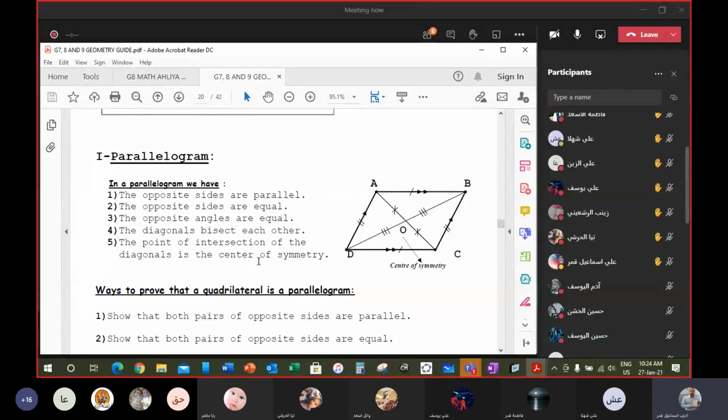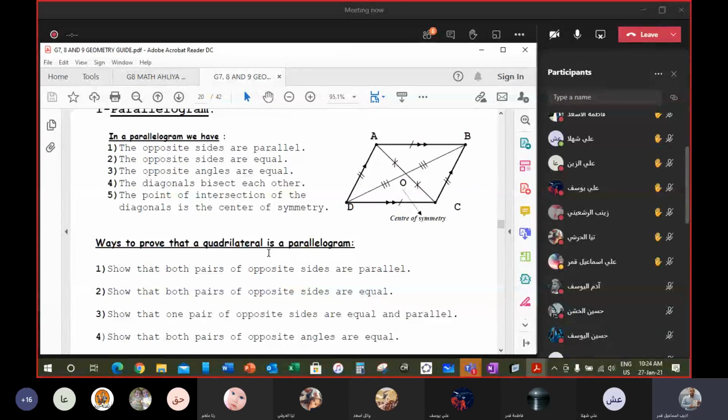How do we prove a quadrilateral is a parallelogram? Either we say both pairs of opposite sides are parallel, meaning AD is parallel to BC and AB is parallel to DC. Or we show both pairs of opposite sides are equal, meaning AB equals DC and AD equals BC. Or we say one pair of opposite sides are parallel and equal: AB is parallel to DC and AB is equal to DC. Or the diagonals bisect each other, or the opposite angles are equal. These are the methods we use to prove a quadrilateral is a parallelogram.